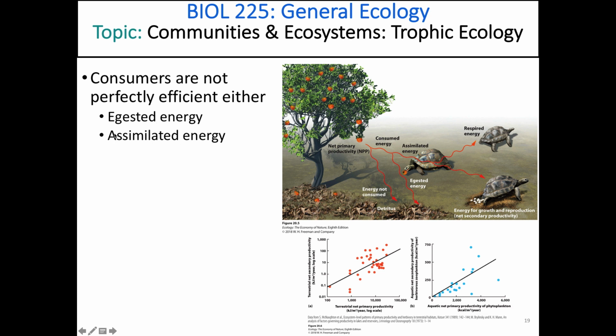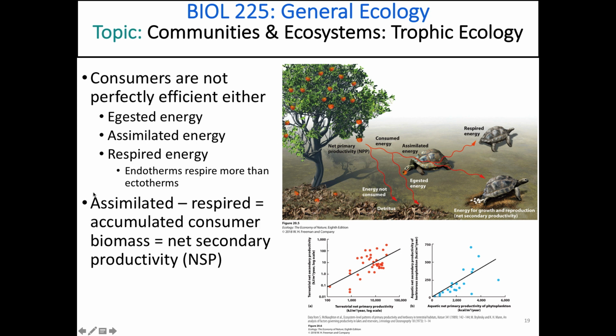Assimilated energy would be all of the energy that you are able to assimilate from your food, but that, similar to plants, gets split into respired energy, which is the energy that you need just to keep yourself alive, and secondary productivity, net secondary productivity, which is the energy that you use for growth and reproduction. And so the assimilated energy minus the respired energy equals the accumulated consumer biomass, and that is your net secondary productivity.